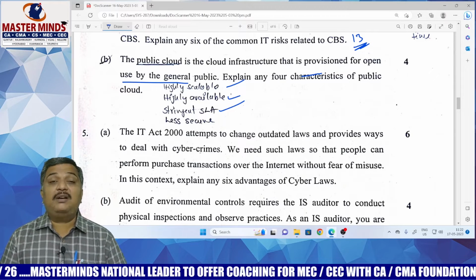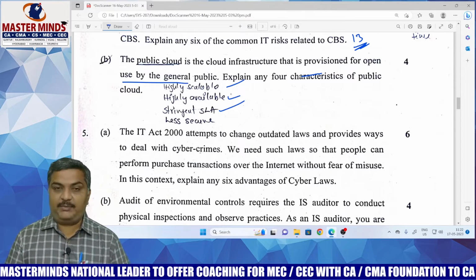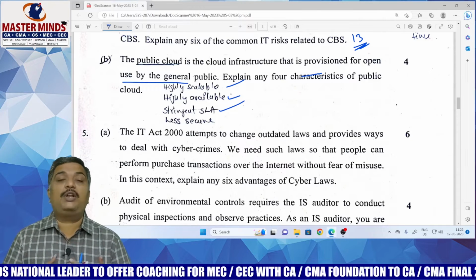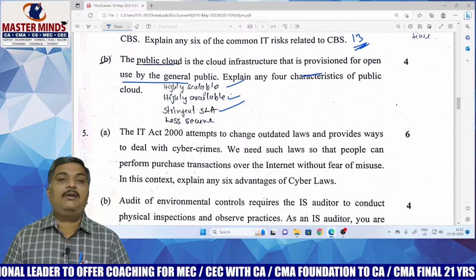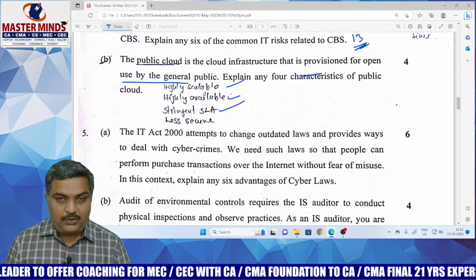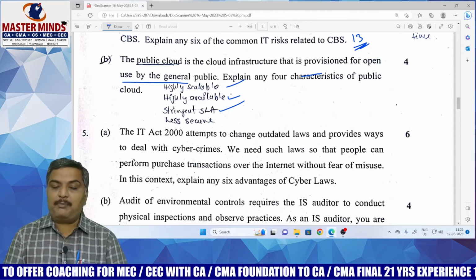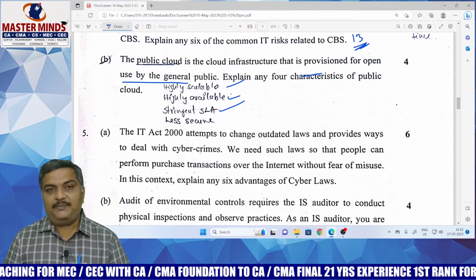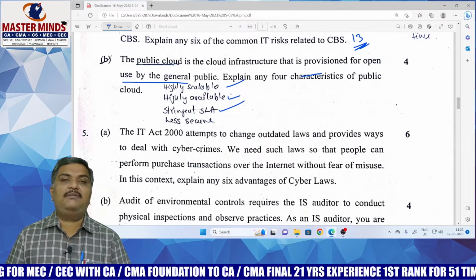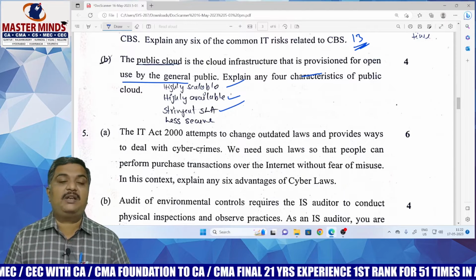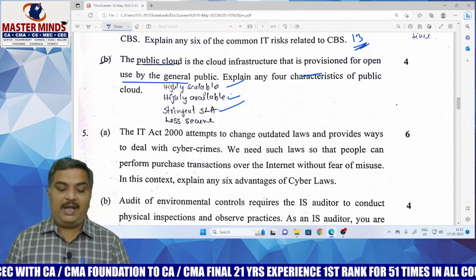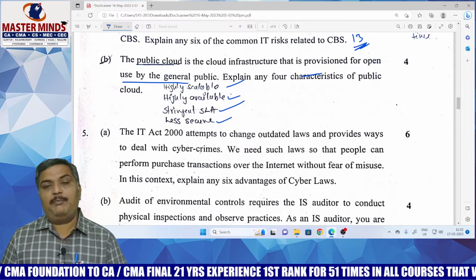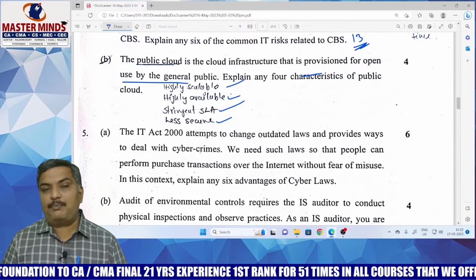Stringent SLAs means the service level agreements should be very strict, because in one way you are transferring the ownership of your data, you are keeping your data in the hands of outsiders. So definitely there will be a problem of data security and data privacy. For that reason, you need to have very stringent service level agreements with the providers. And of course, it is less secure compared to hybrid cloud and private cloud.